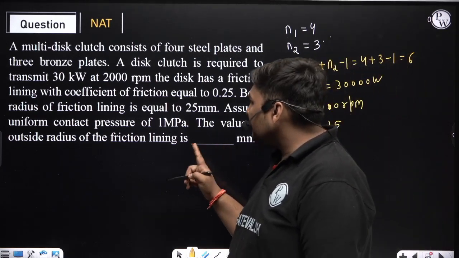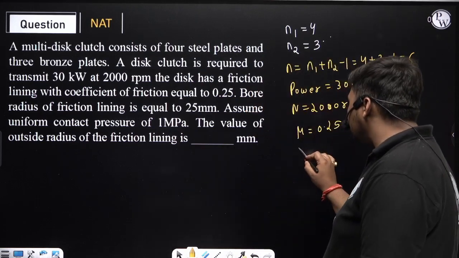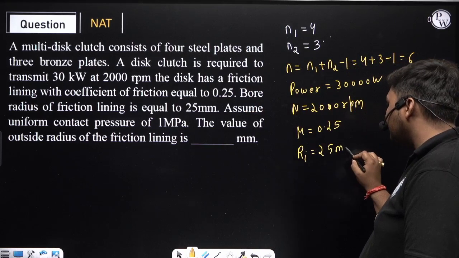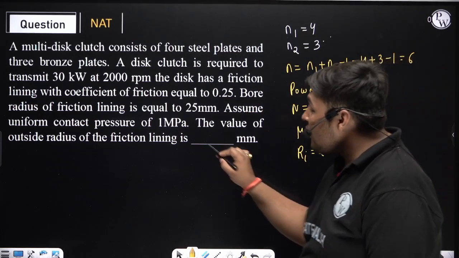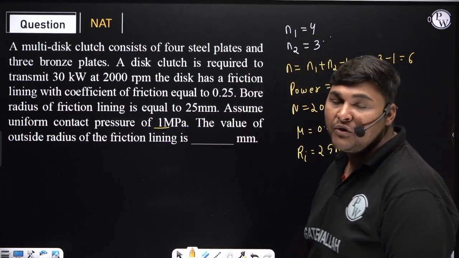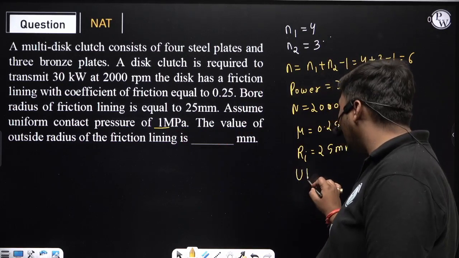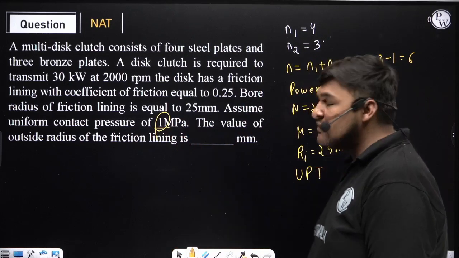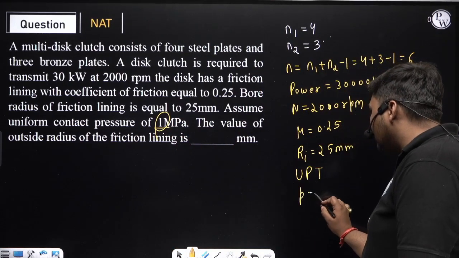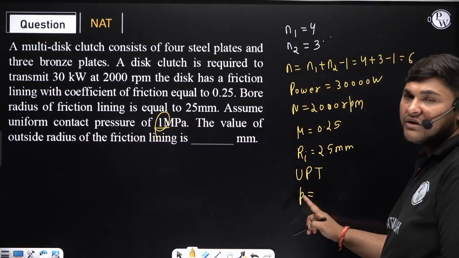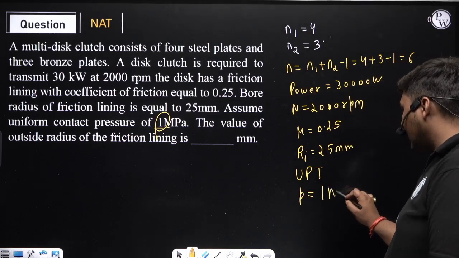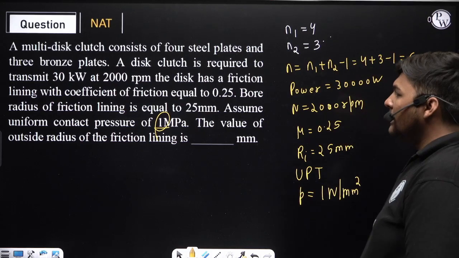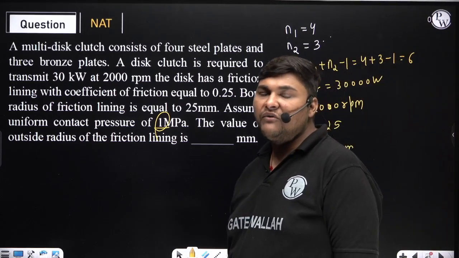The bore radius of the friction lining, bore radius meaning inner radius, Ri, is given: it is 25 mm. Assume uniform contact pressure, which means we need to use the uniform pressure theory. The value of uniform pressure is given, which is 1 megapascal. In the uniform pressure theory, pressure is constant, which I am denoting as P, and P is given as 1 megapascal, or 1 Newton per mm square. Now we have to calculate the outer radius of the friction lining.